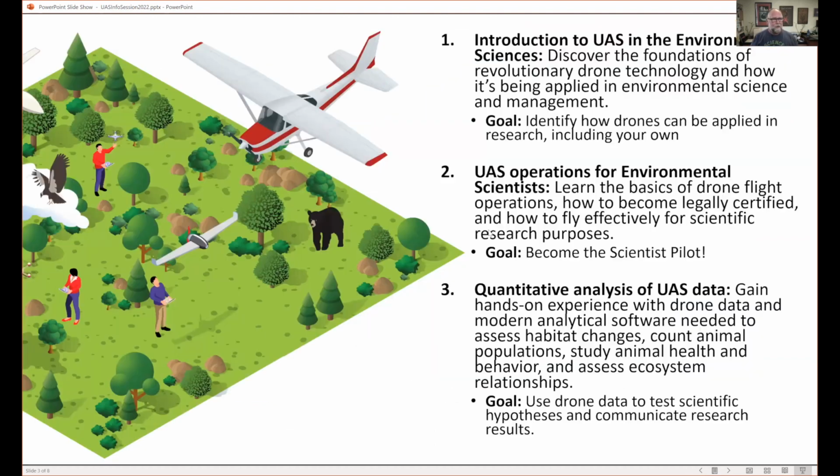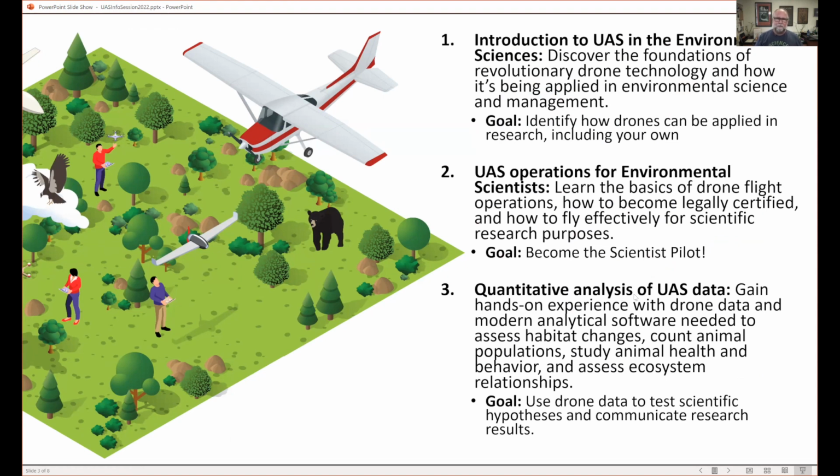So this course sequence is three in number. We have an introductory course, which is entitled Introduction to UAS in the Environmental Sciences. And in this case, it's really focused on introducing you to technology, the kind of software and hardware that we use, and really gets you to the point where you can identify how exactly you want to apply drones in your own research, and understand how other people are applying it as well.